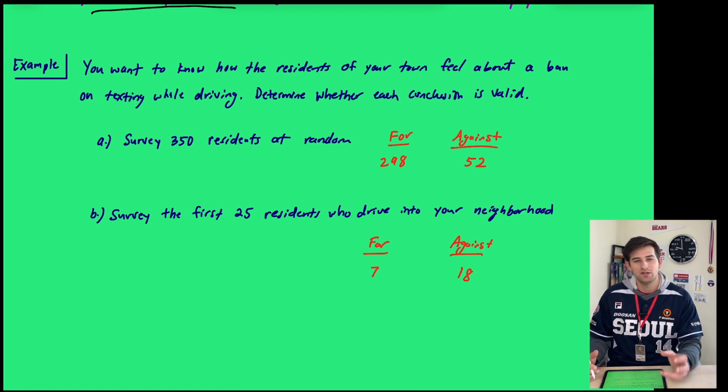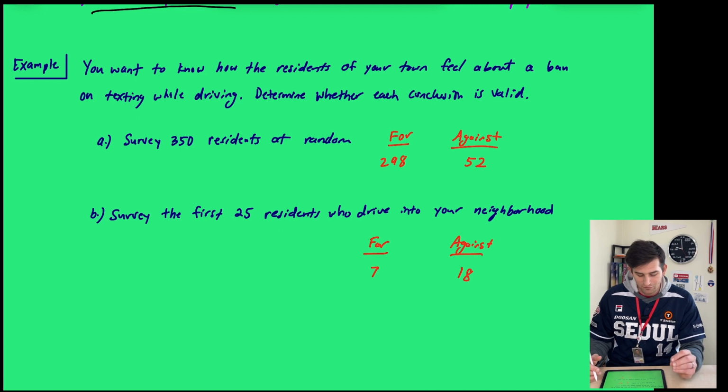Okay, so how can we determine if the conclusion is valid? Well, what it said at the beginning of the video, right? We're looking for a sample that is unbiased, okay? So we're going to survey 350 residents at random. The results are 298 of those residents are for a ban, and 52 of those residents are against a ban. So we can clearly see some strong relationships, some strong evidence for banning texting while driving. So could we make a valid conclusion from this data, from this sample set, that we should put a ban on texting? Well, yes, we could, right?